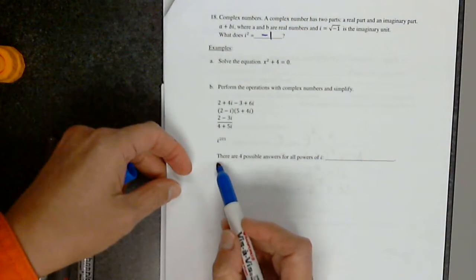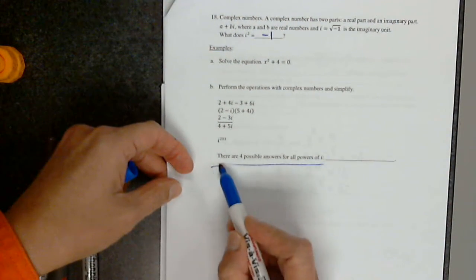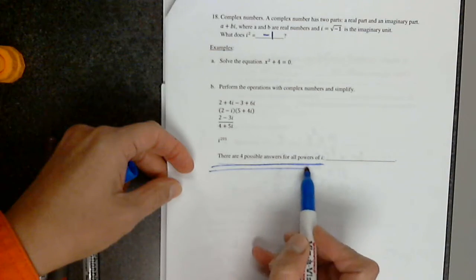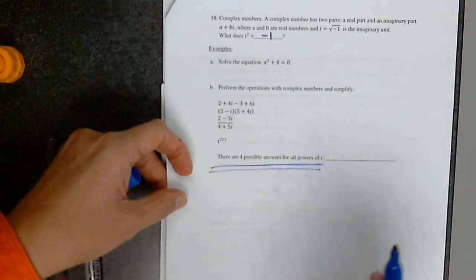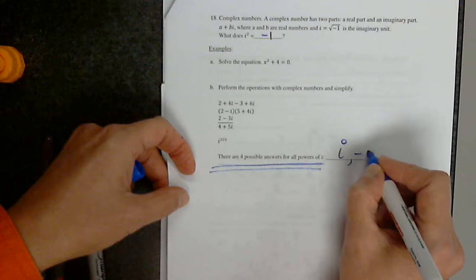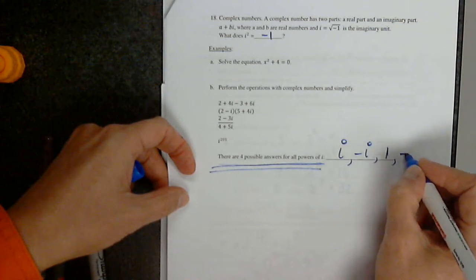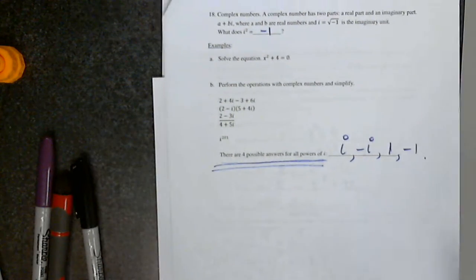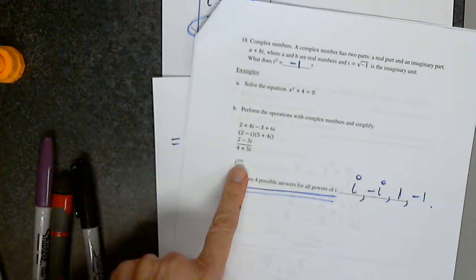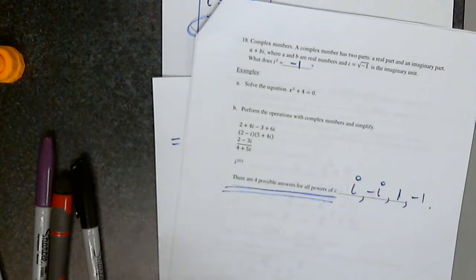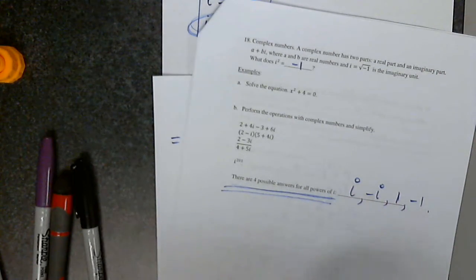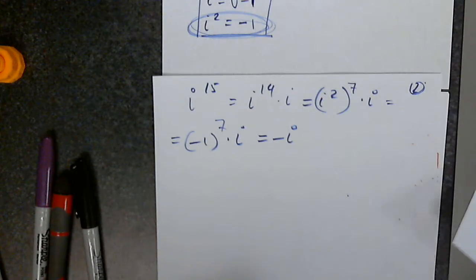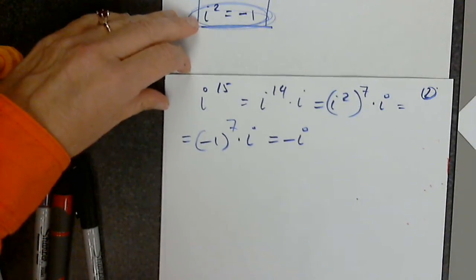Okay, and here there are 4 possible answers for any power you can think of for i. And here they are: i, negative i, 1, negative 1. So whatever power you want to give us to work on, even this one, 201, or any power, you will always get one of these answers. If you get 5, something is wrong. So give me, yes.